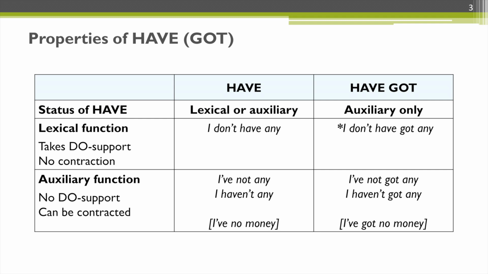Although that's a kind of different element in a way, because it's not verbal negation, but you have it as a negative indefinite in the DP object. On the other hand, have got, the status of have here is as an auxiliary, and here we have no do support whatsoever, so you wouldn't say I don't have got any, but you can contract as you could with the auxiliary have, but use got alongside it.